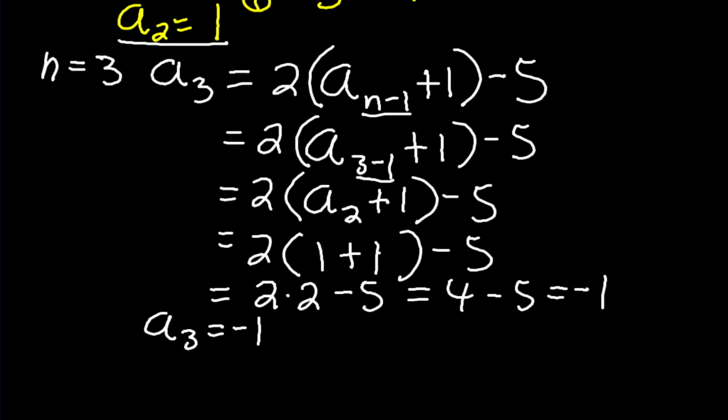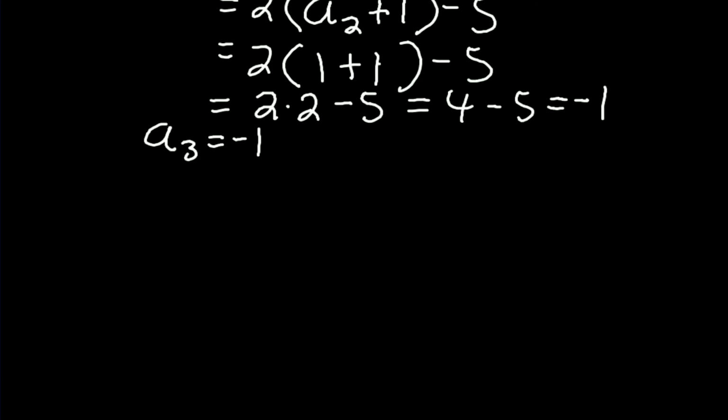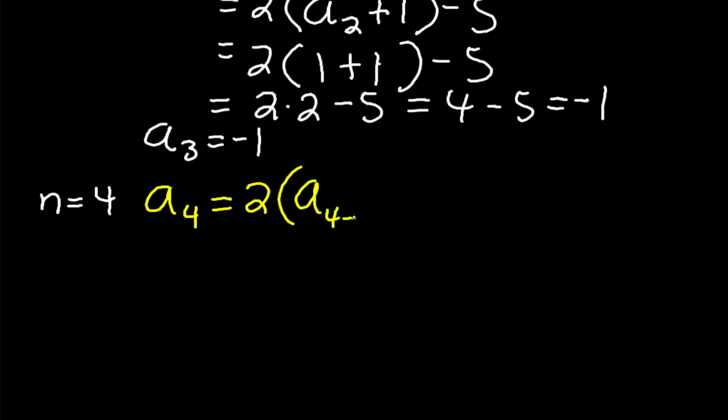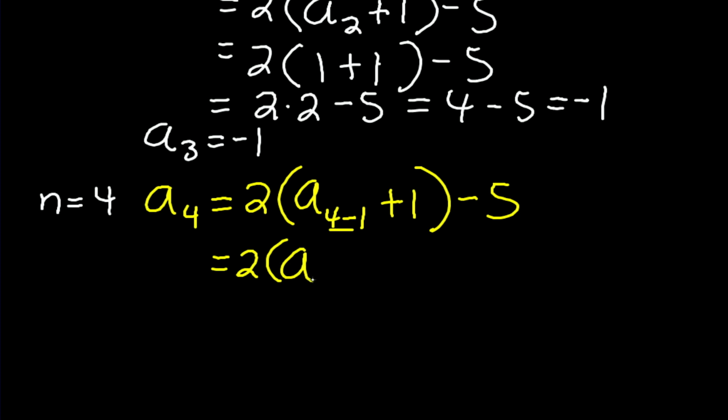Okay? All right, so it asks us to find the first 5 terms of the sequence. So we're down to term number 3. Now we need to go to term number 4. So n is going to be equal to 4. So that means a sub 4, my fourth term, is going to be equal to 2 times a sub 4 minus 1 plus 1, subtract 5. Again, I got to evaluate that subscript. So that's going to be 2 times a sub 3, which was my previous term. That's why it's called a recursive formula, plus 1, subtract 5.